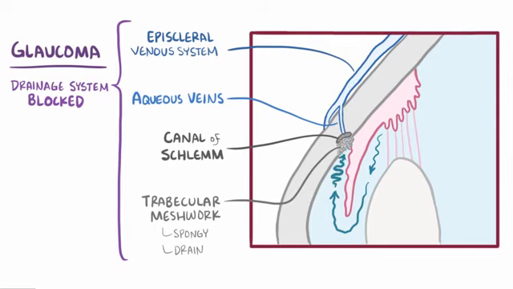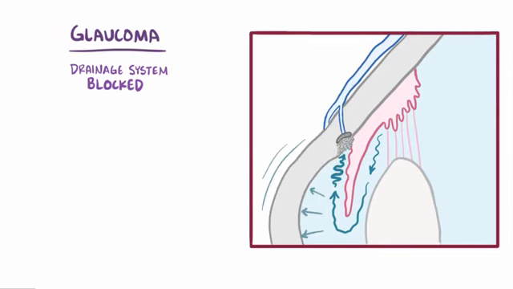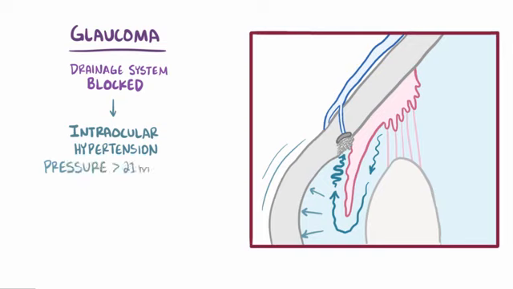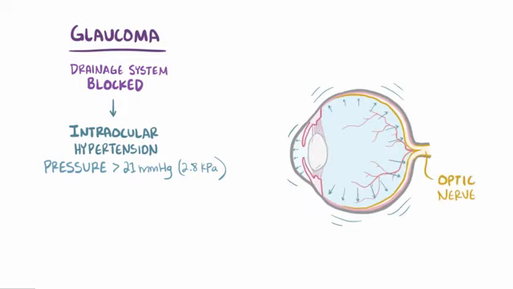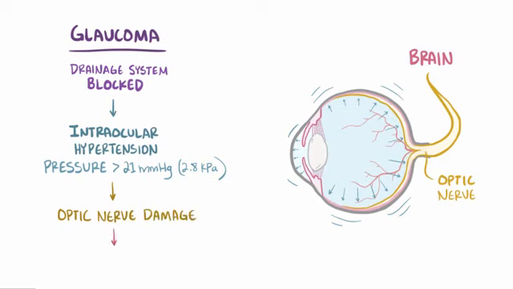easily drain out. This causes the pressure within the fixed space of the anterior chamber to quickly build up, causing intraocular hypertension, which is defined as pressure greater than 21 millimeters of mercury, or 2.8 kilopascals. This high pressure affects all the structures of the eye, including the optic nerve, which is the nerve that carries visual information from the eyes to the brain. And this means that over time, as the optic nerve gets damaged, glaucoma leads to vision loss.